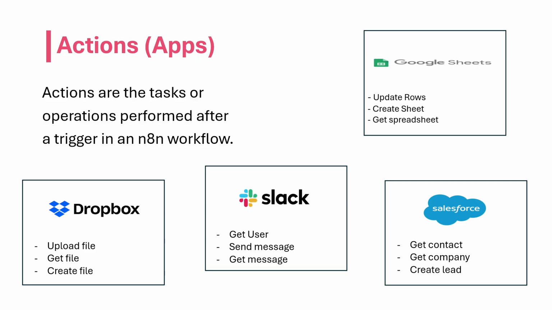Then there are actions. Actions are the tasks or operations performed after a trigger in a workflow. This is the following sequence or part of a trigger and filter. It requires certain applications which help with actions, like Google Sheets, which updates rows when there are certain modifications in the rows, then create a sheet or fetch the spreadsheet. In Dropbox, we can upload, get, download, or create a file. In Slack, we get the data of a user, send a message, or get a message. Also in Salesforce. These are some applications which work based on the action part of the workflow.